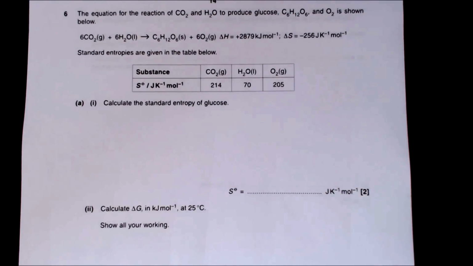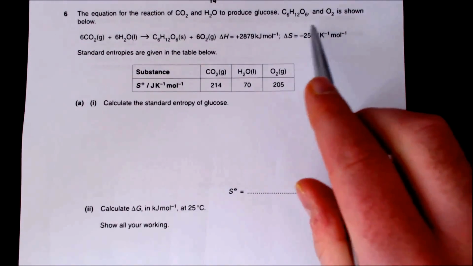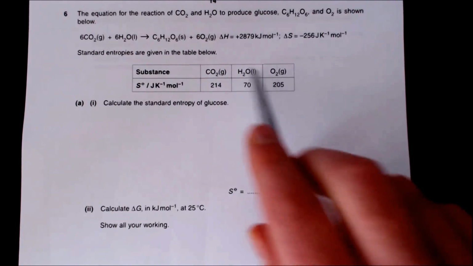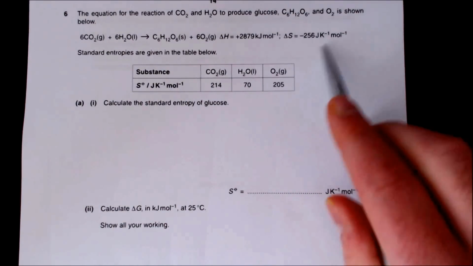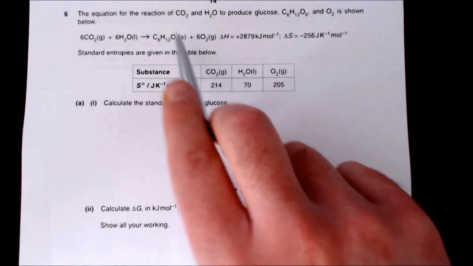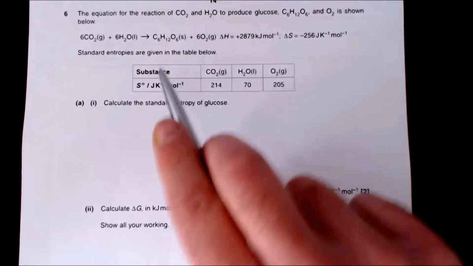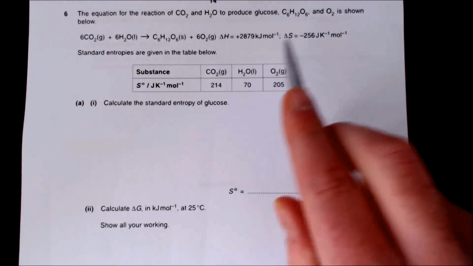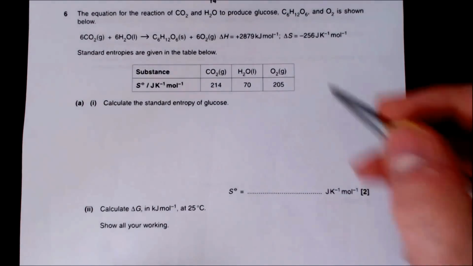So it says calculate the standard entropy of glucose. So all they want us to do is to work out the entropy of glucose, but we have the total entropy of the reaction and the entropy of the other reagents here as well. So to calculate the total entropy, it is products minus reactants. But one of the products we don't know, so all we're doing here is effectively just doing a little bit of algebra to work out what this unknown bit is. So we're going to set it out just like that.